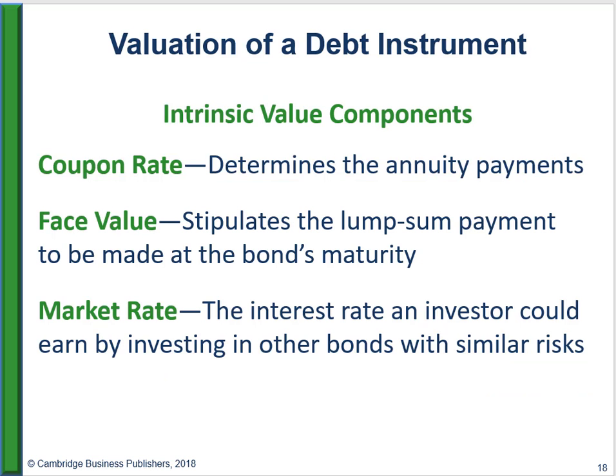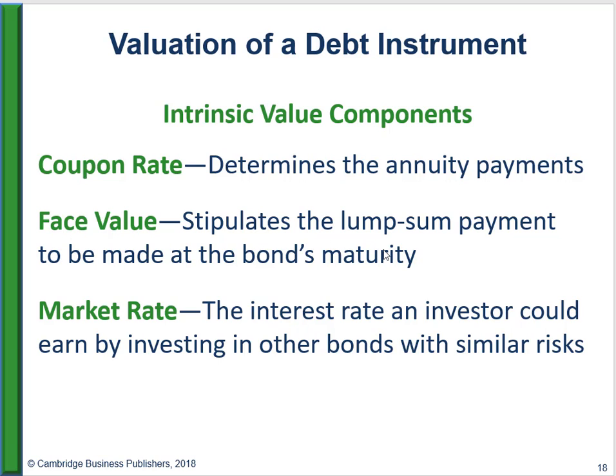Okay, let's move on and talk a little bit about bonds. This is review. You'll recall from a prior module that we have coupon rate, face value, and market rate associated with all of our bonds. This is how we use them to get back at intrinsic value. You'll recall that the coupon rate determines the annuity payments. We're going to take the principal value of the bond as printed on the face of the bond times the coupon rate, and those are going to be our annuity payments. The face value of the bond stipulates the lump sum payment to be made at the bond's maturity.